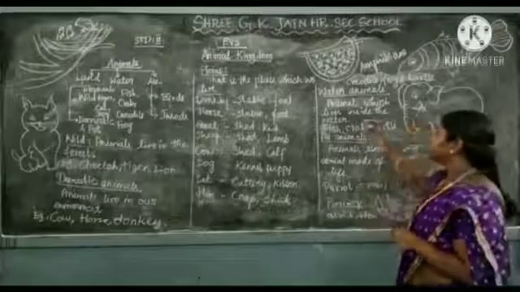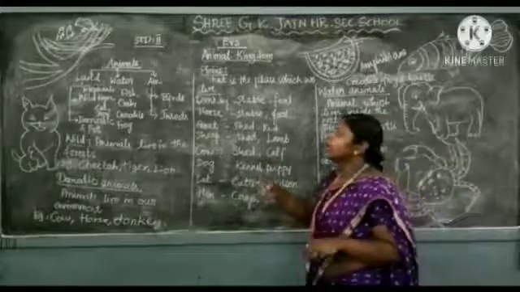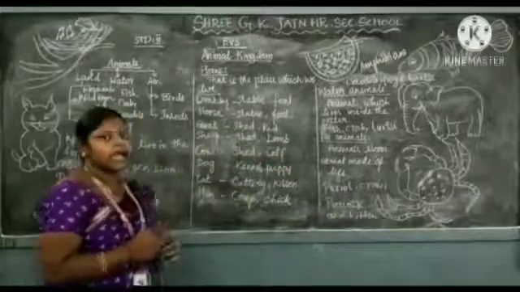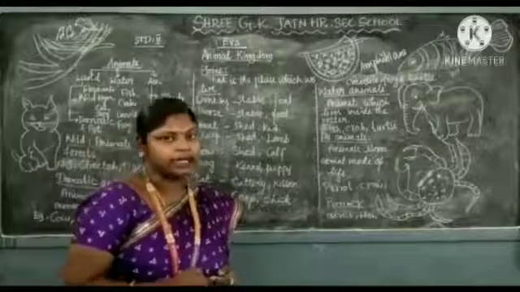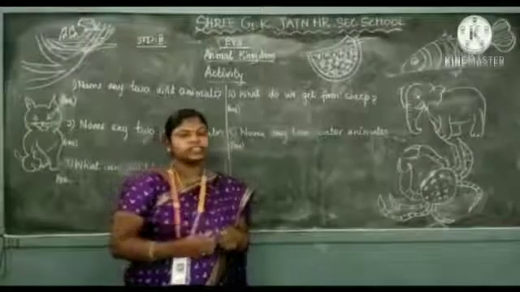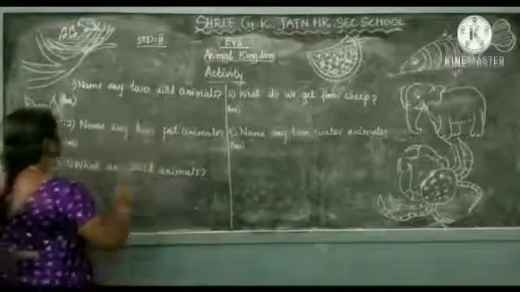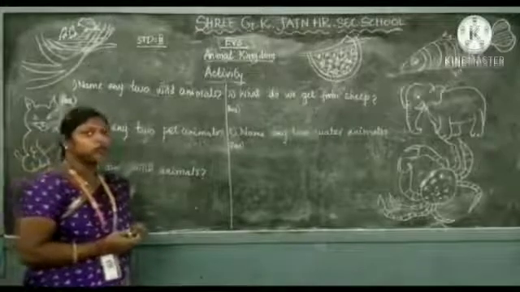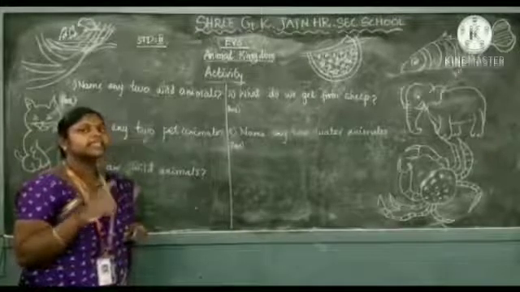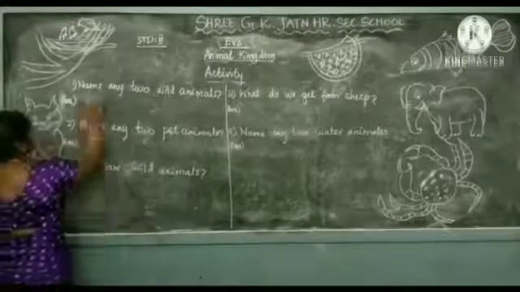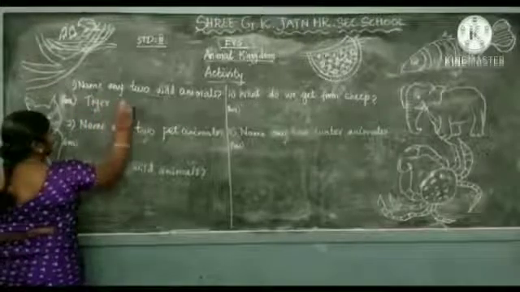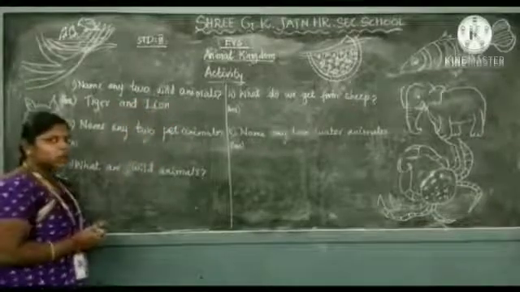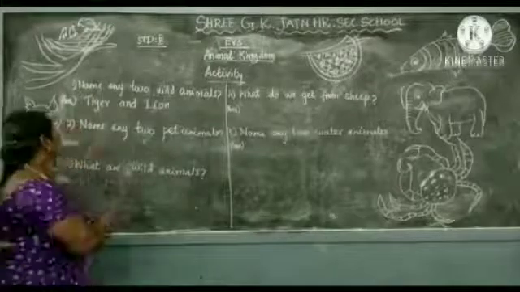Okay, children. So far we have learnt about the animals, that is land animals, water animals and air animals according to their habitat. Now we are going to do the activity. Shall we move on, children? Name any 2 wild animals. So I explain you. Remember that? Yes, correct. Tiger and lion. These are the examples of wild animals.